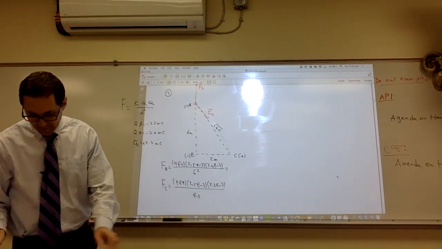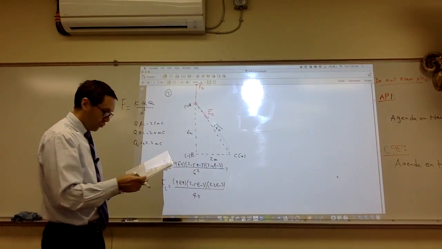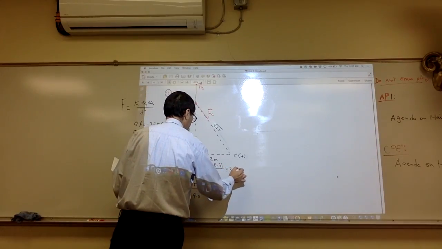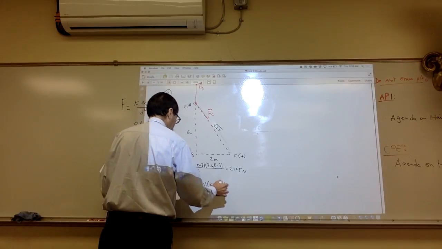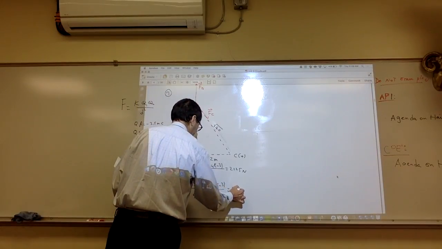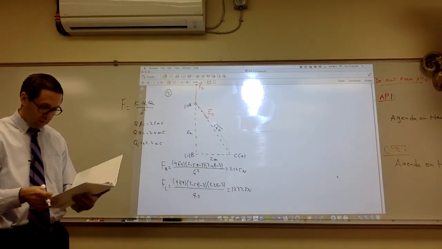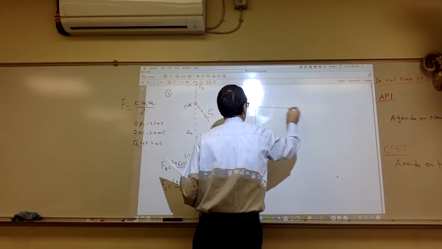So FB is 2125 newtons. FC is 1237 and a half newtons, right? Okay. So now let's start with the chart idea.